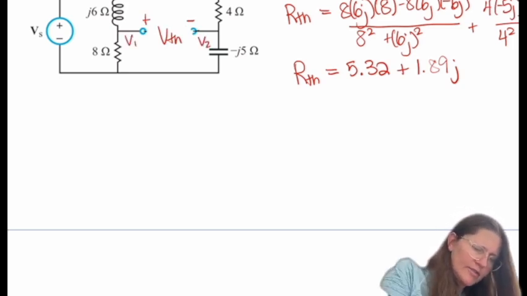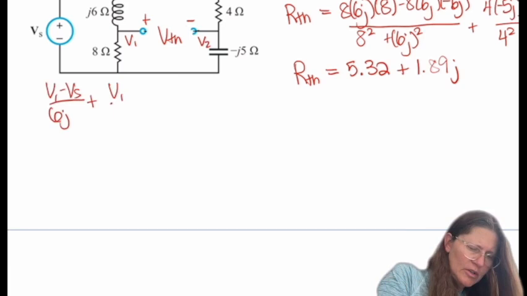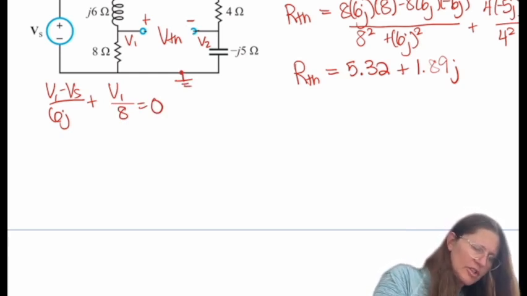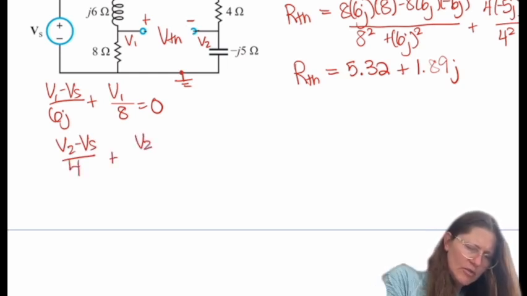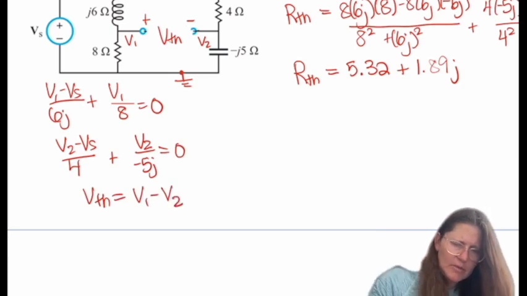So V1 is found from V1 minus Vs over 6J plus V1 over 8. I'm gonna put my ground here. And then for the V2 side, over 4, and then V2 over minus 5J. And then VTH is going to equal V1 minus V2.